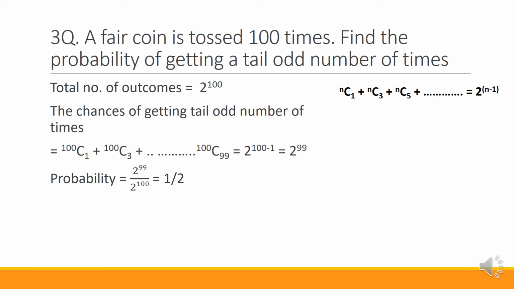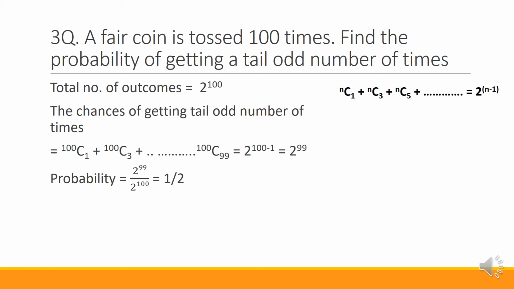A fair coin is tossed 100 times. Find the probability of getting a tail odd number of times. First of all we have to find the total number of outcomes. Total number of outcomes here is equal to 2 power 100, and we have to find the probability of getting a tail odd number of times.